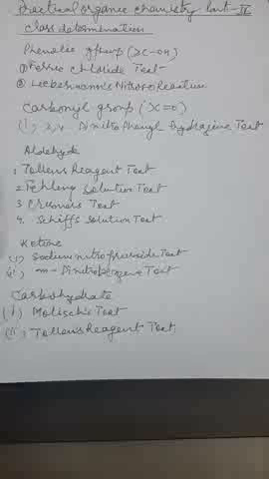So this is about the phenolic group. The reactions are the ferric chloride test and the Liebermann nitroso reaction. From these two reactions we can determine the phenolic group. The second group is the carbonyl group. The tests are the 2,4-dinitrophenylhydrazine test, Tollens reagent test, and Fehling solution test.